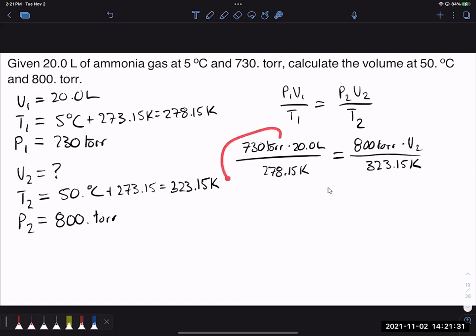So we can do all of this math on the left side first and simplify things down. Do 730 times 20 divided by 278.15. So it's going to be 52.4897. This is going to be units of torr liters per Kelvin. So you notice when we do these calculations, our units multiply together just like variables would. And they cancel just like variables would too. So on the right side, I'm going to do 800 torr divided by 323.15. So we'll get 2.4756. Again, using more numbers here than we have sig figs to avoid rounding errors. It would be torr per Kelvin now times V2.